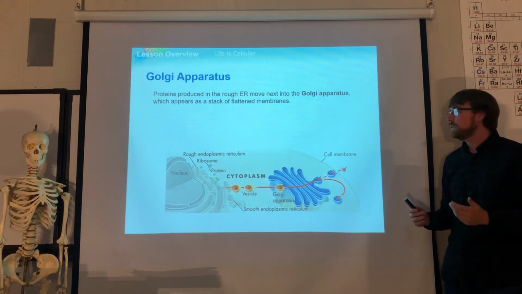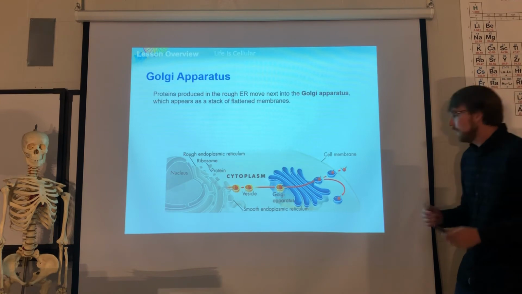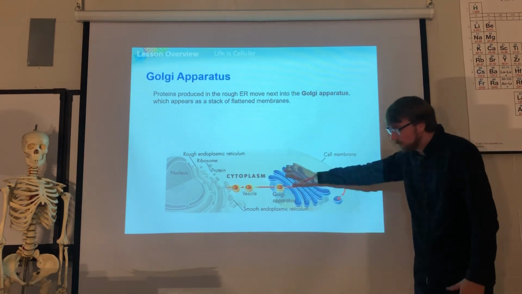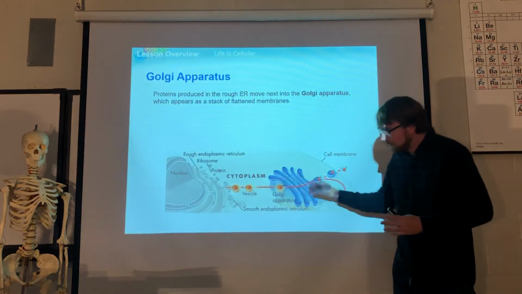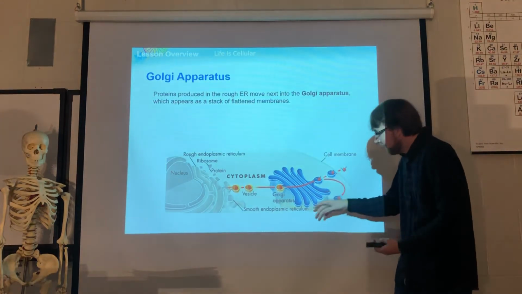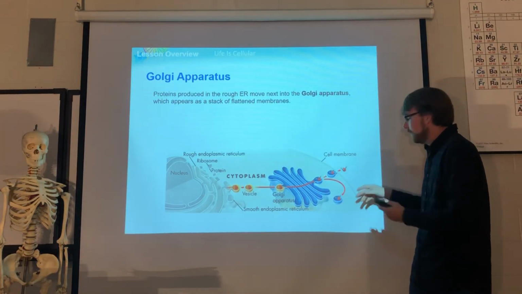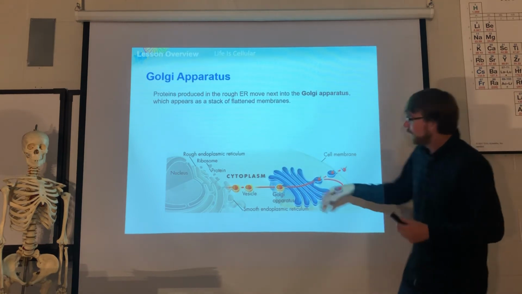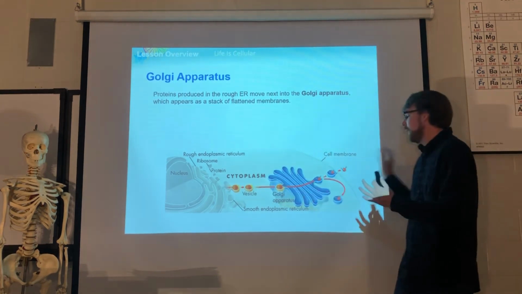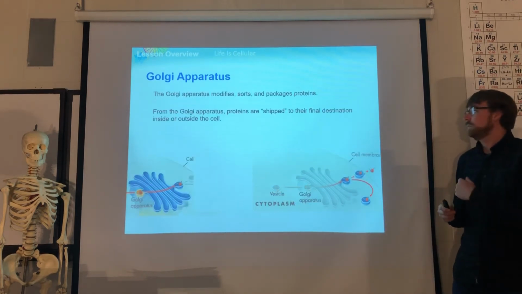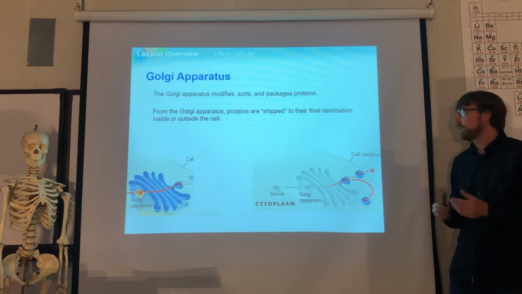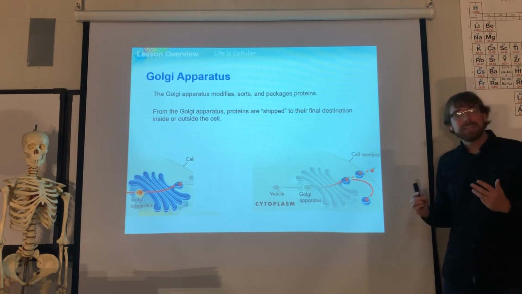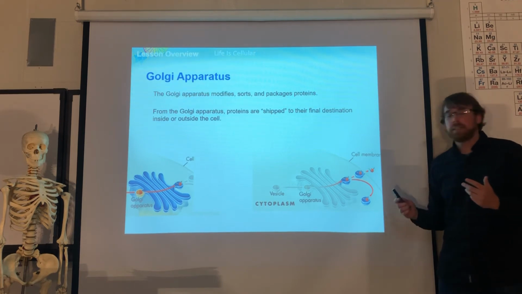Proteins that are produced in the rough endoplasmic reticulum can then be transported to the Golgi apparatus. The Golgi apparatus is sort of the Amazon Prime of the cell. It receives packages, it modifies them a little bit, and then it sends them off to other places. It's a series of flattened membranes, but it's going to get vesicles coming in and send vesicles going out. So the Golgi apparatus modifies, sorts, and packages proteins. From the Golgi apparatus, proteins are shipped to their final destination inside or outside of the cell.